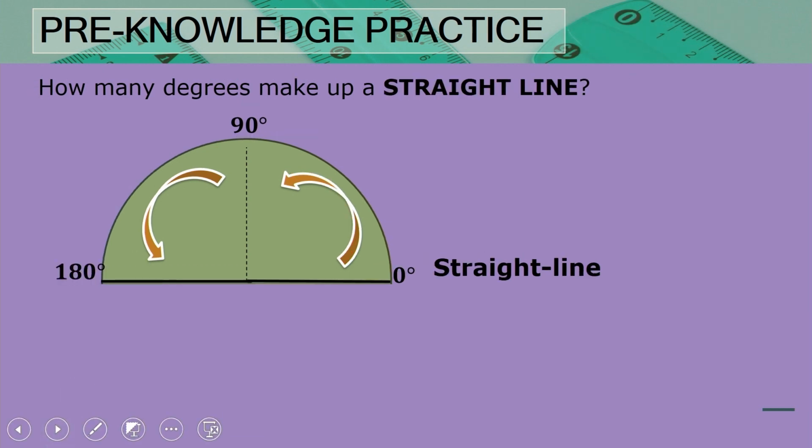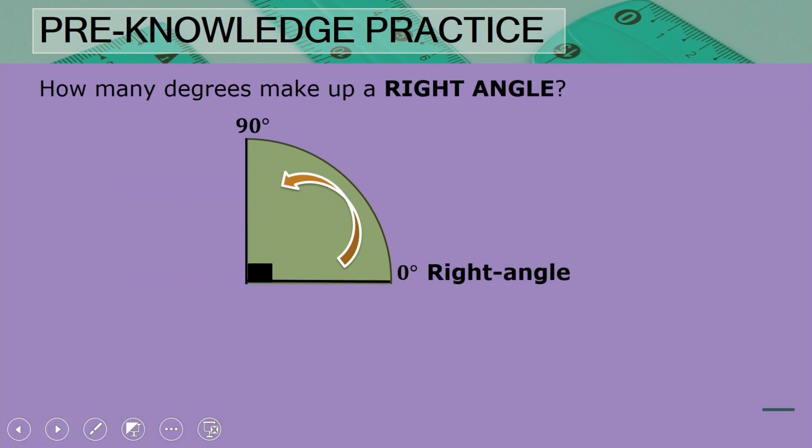So there we have it. From our initial arm of 0, if it goes all the way around to 180 degrees, we can see how it forms a straight line. So a straight line forms 180 degrees. Then we have, of course, a right angle, and we know a right angle as 90 degrees.